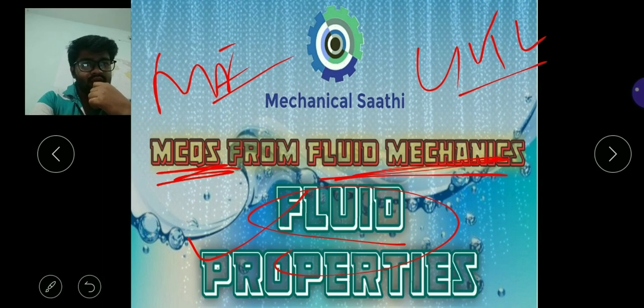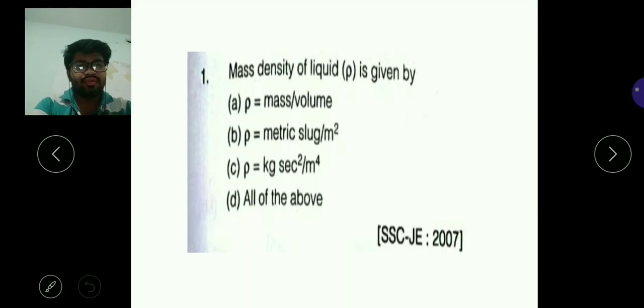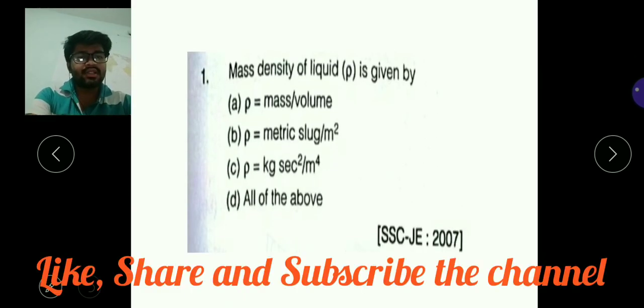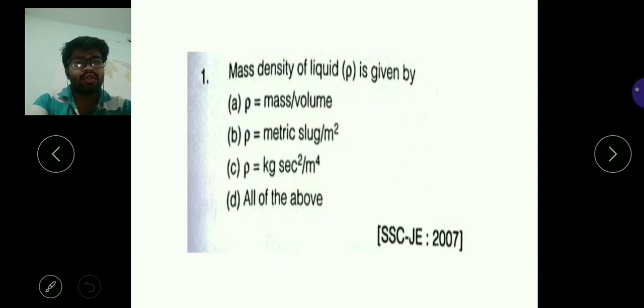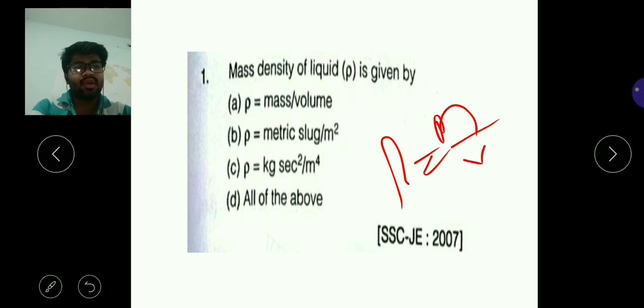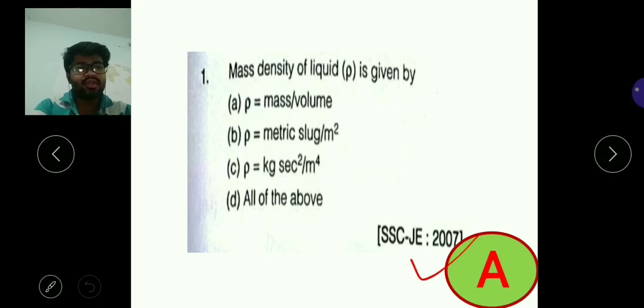So, without wasting time, let us move forward. The first question is, mass density of the liquid is given by what? We know that rho is equal to mass per volume. So here we can see option A will be the correct one. Let me check. Okay, option A is the correct one.